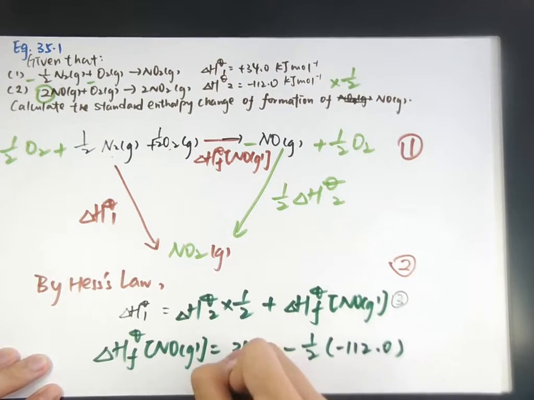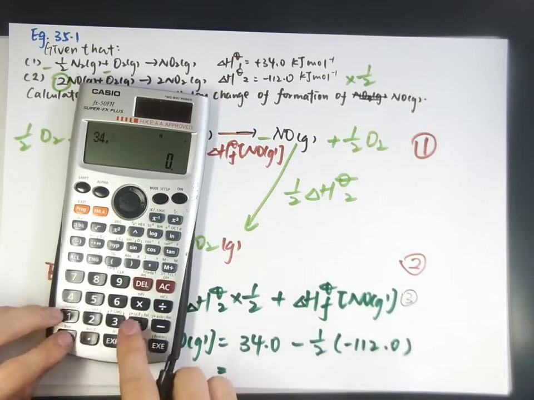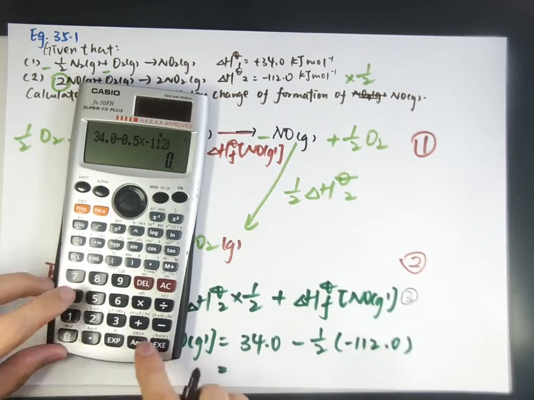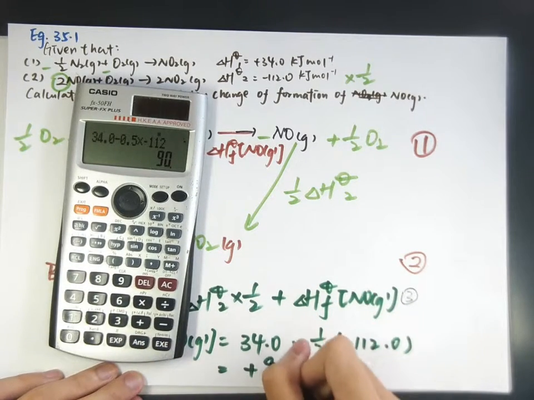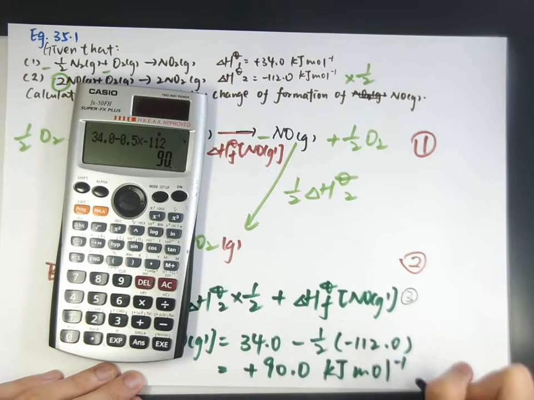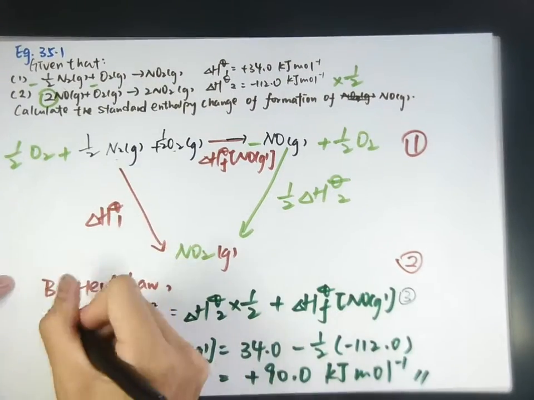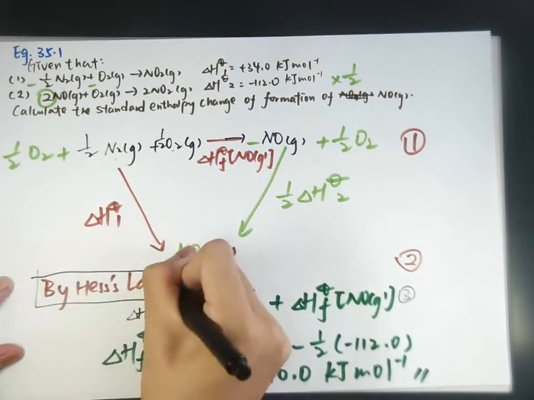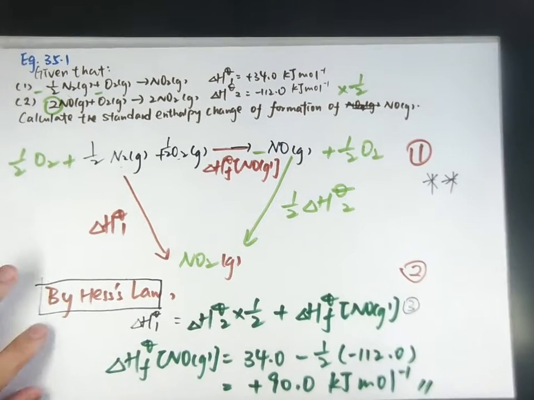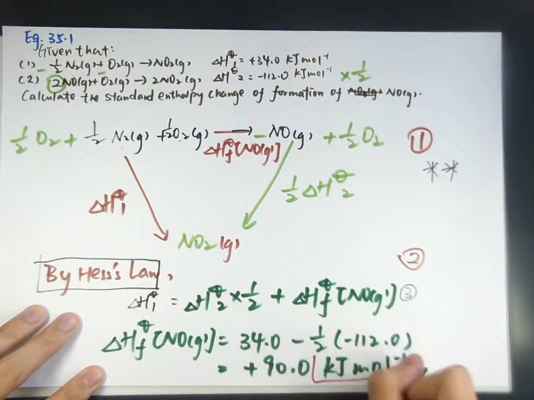Equals what? Let's calculate. 34.0 minus 0.5 times negative 112, which is positive 90.0 kilojoule per mole. Now, please pay attention that you must write down by Hess's law, you need to write down the enthalpy change cycle, and you need to show your calculation. And remember to put down the correct unit, kilojoule per mole.